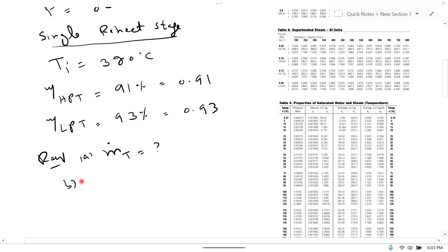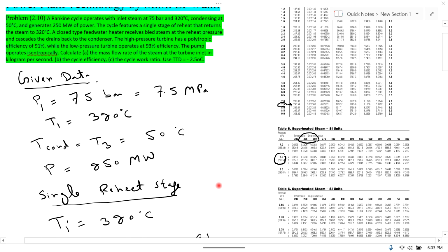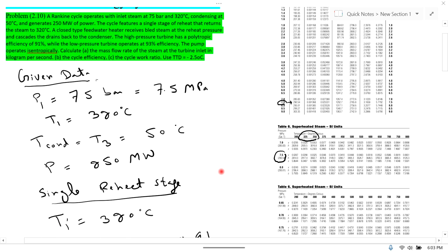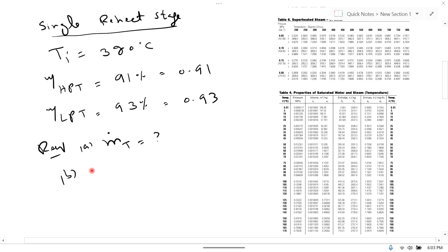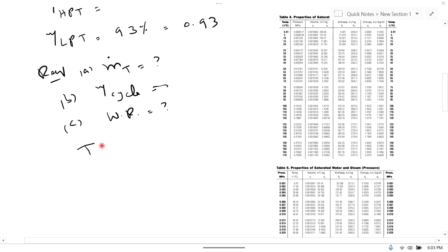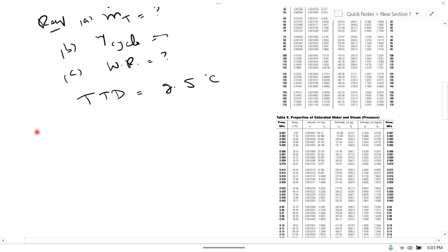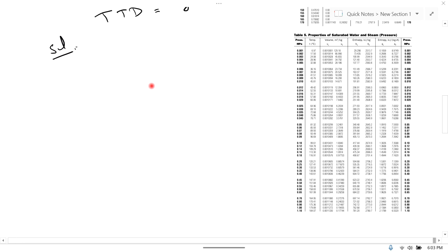For B, the cycle efficiency and the cycle work ratio. The terminal temperature difference is equal to 2.5 degrees centigrade. Now we start the solution. Let me explain first the Rankine cycle with a single reheat.